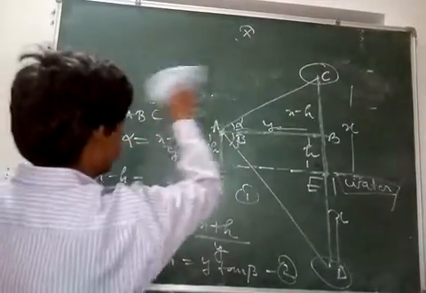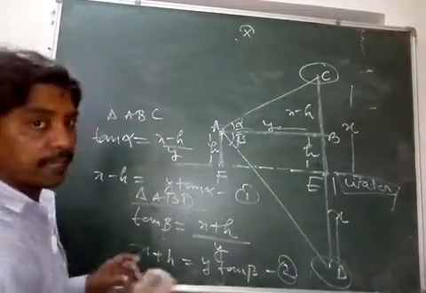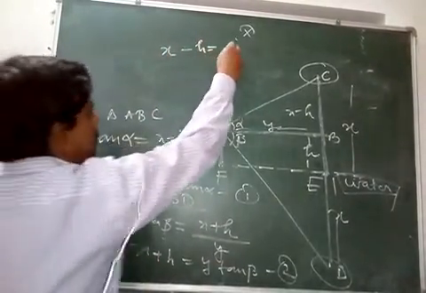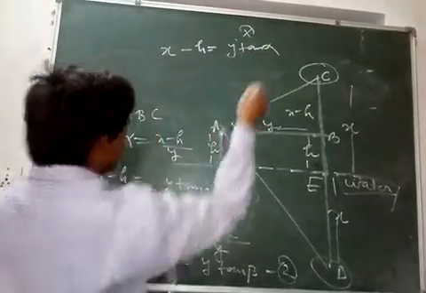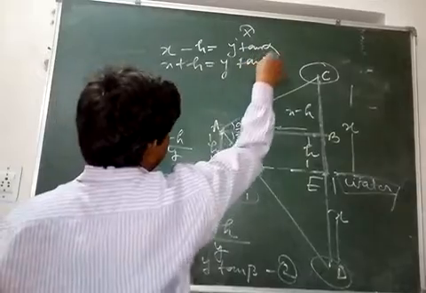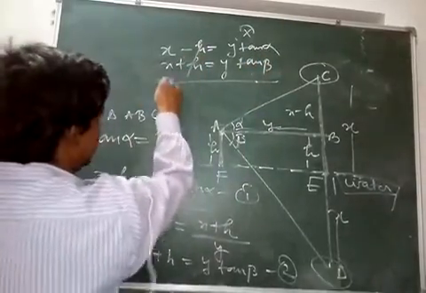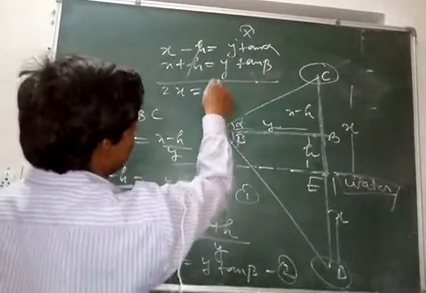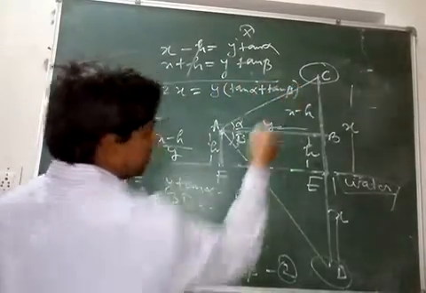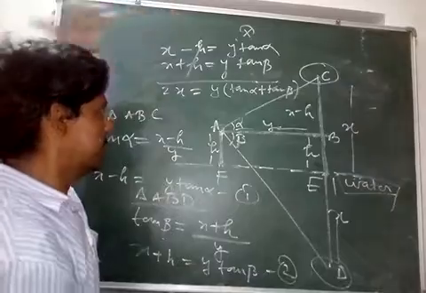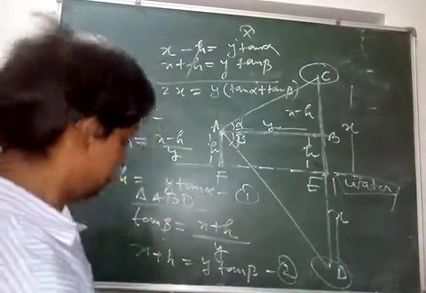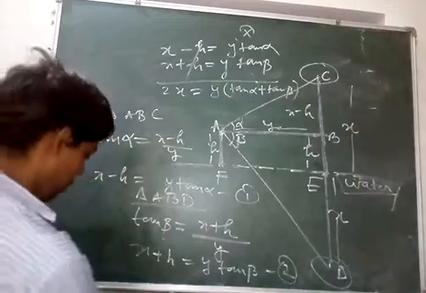So I am solving the equations here. Just like adding and subtracting, we can get the value of x and h. So x minus h is equal to y tan alpha, and x plus h is equal to y tan beta. So we add them, and we get 2x is equal to y times tan alpha plus tan beta. Without changing the sign, we are adding them. That is why the h terms get cancelled. So this is going to give us the value of x, which is what we required.